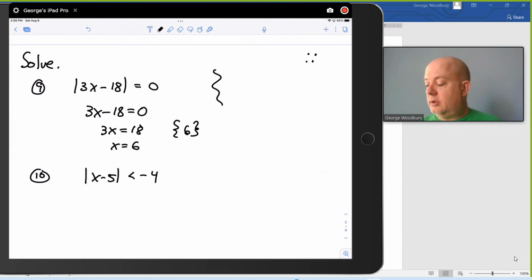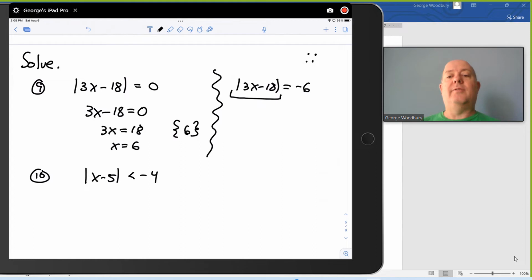A little side note here, if we had a negative number instead of 0, say we had absolute value 3x minus 18 equals negative 6, the absolute value of an expression is always going to be non-negative. And that means 0 or positive. And there's no way that a positive number or 0 can equal negative 6, so this would have no solution. This is a contradiction. So if you have an absolute value equal to a negative number, there's no solution and you just stop. If you have an absolute value equal to 0, you basically set the expression equal to 0 and solve. You only split it into two when you have an absolute value equal to a positive number.